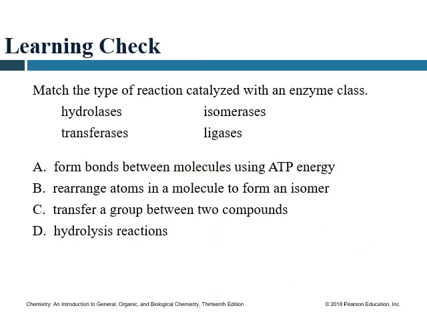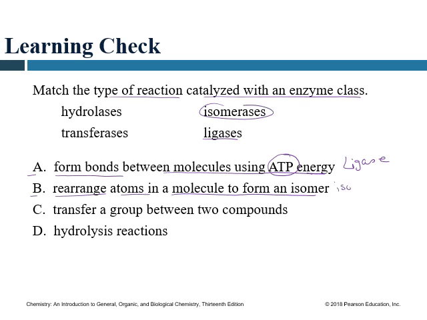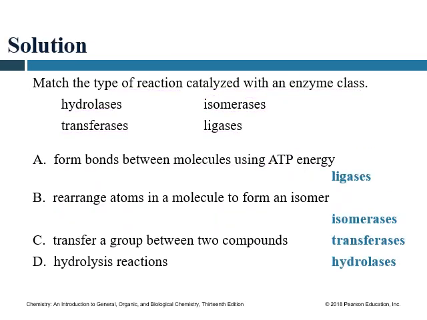Okay, so now let's try to do one problem and see what we learned till now. Match the type of reaction catalyzed with an enzyme class. The first one is form a bond between molecules using ATP. The time I see ATP energy, we know this is ligase. Second is rearrange atoms in a molecule to form an isomer. The time I see isomer, I know this is isomerase. Third one is transfer a group between two compounds. If you're transferring a group, that is transferase. And the fourth one is a hydrolysis reaction, hydrolase. These are the solutions that we already discussed, showing which enzyme belongs to which option.